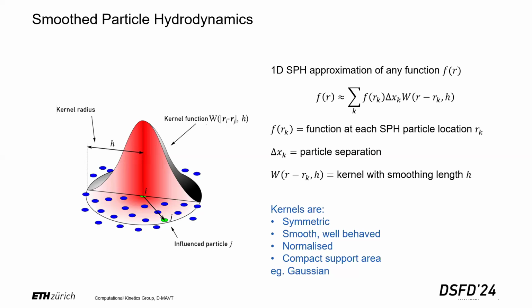And so as a result, it must have certain properties. It must be symmetric and well-behaved. It must be smooth and monotonically decreasing, normalized, and have a compact support area. And a Gaussian is a commonly used example of a kernel.